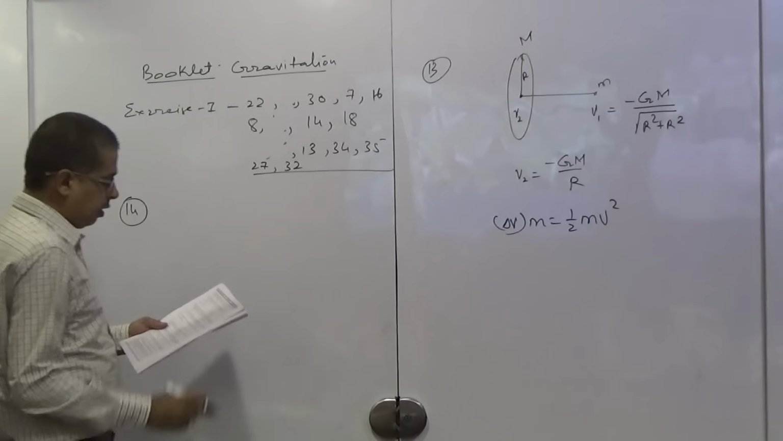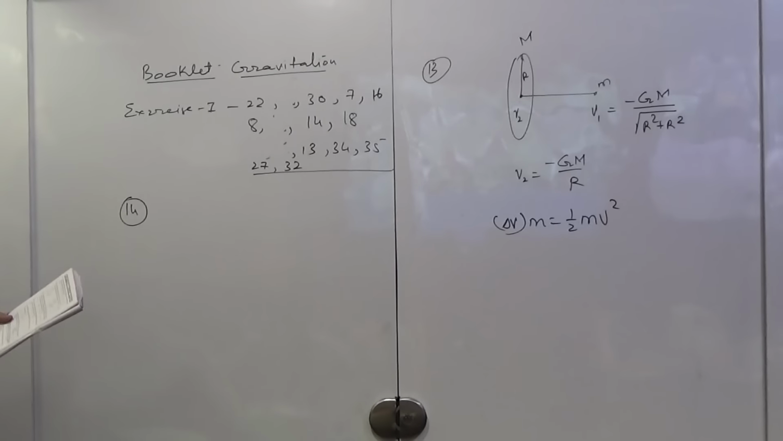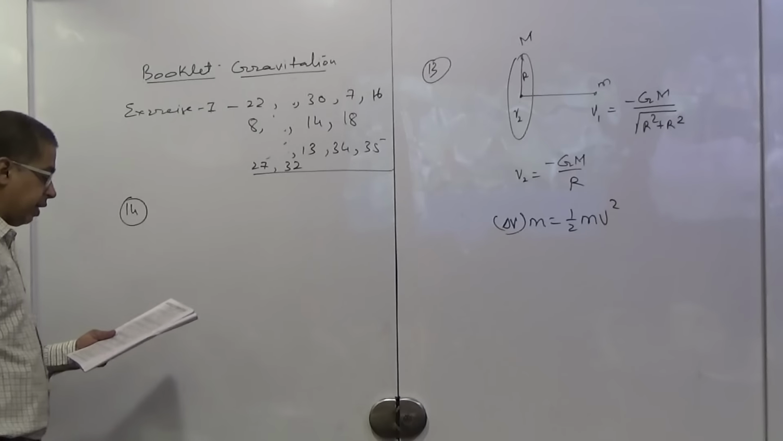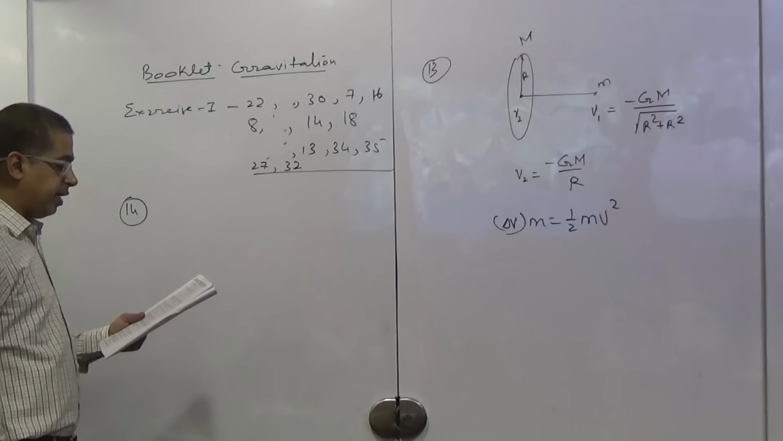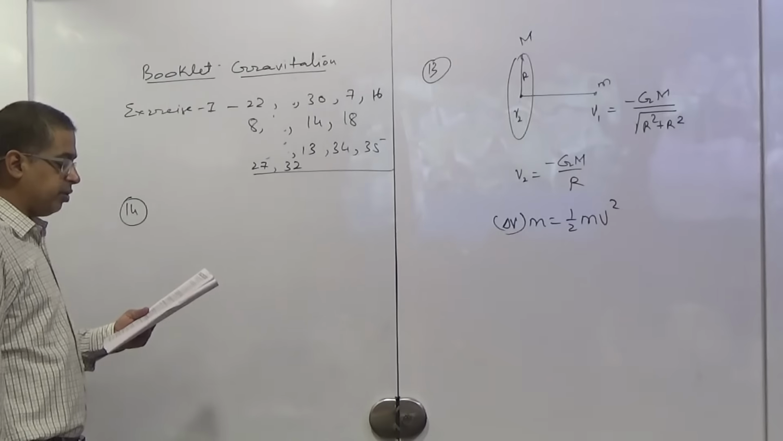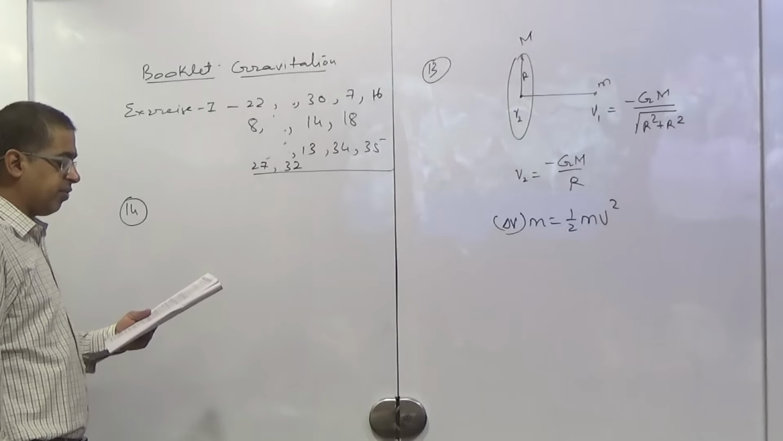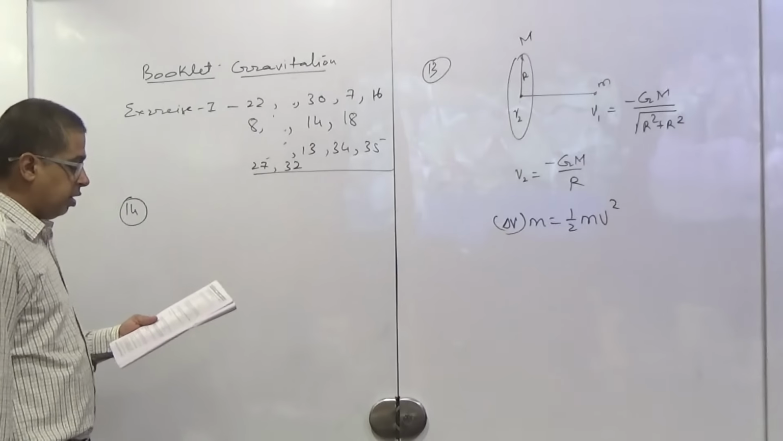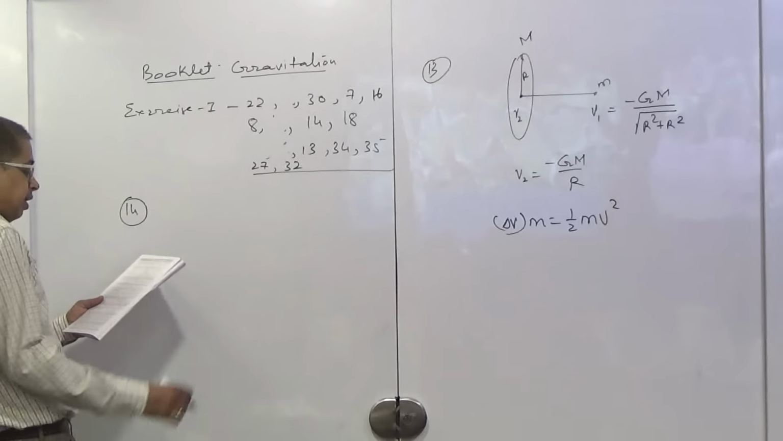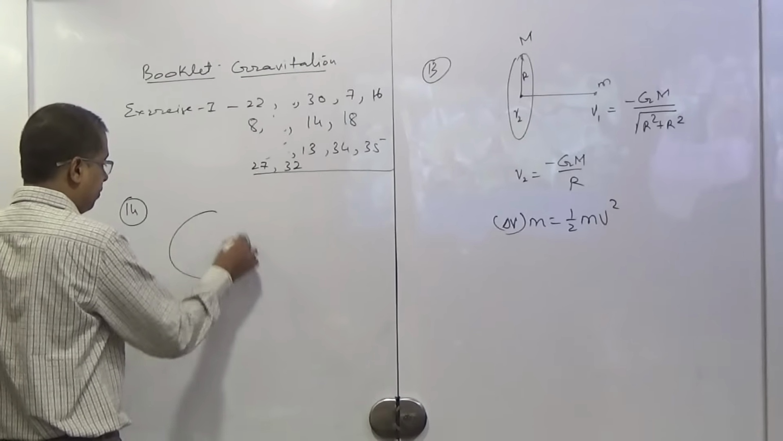A spherical uniform planet is rotating about its axis. Velocity of a point on its equator is v. Due to rotation of the planet about its axis, the acceleration due to gravity at the equator is half of the gravity at the poles. Find the escape velocity of a particle on the planet in terms of v.